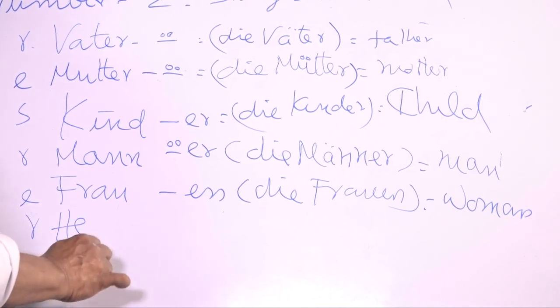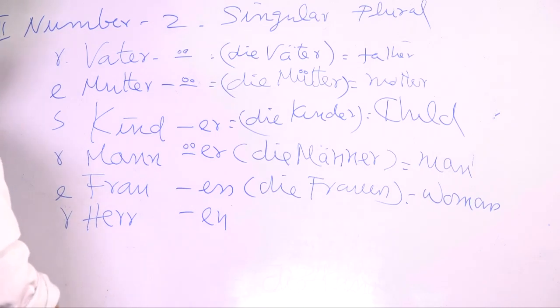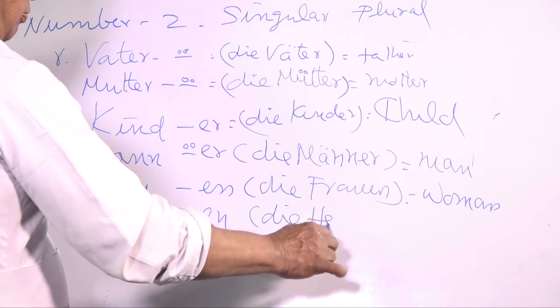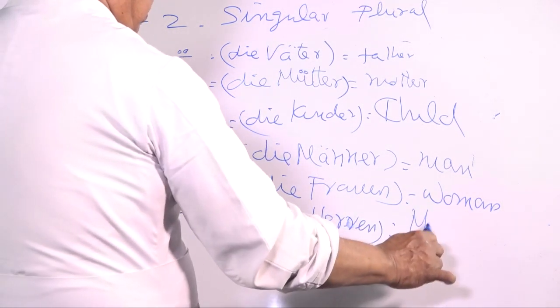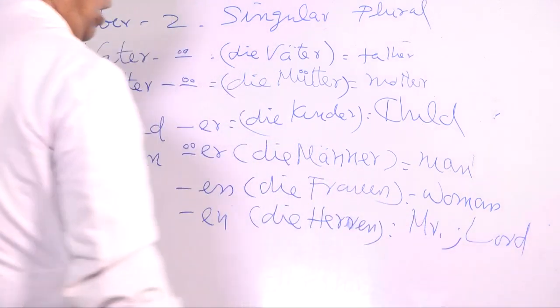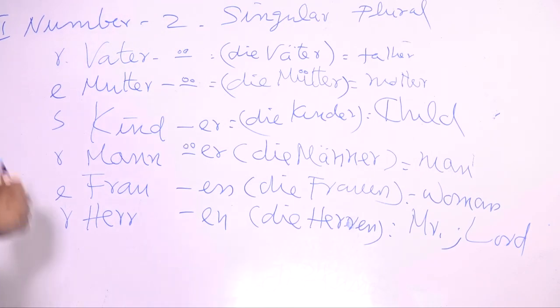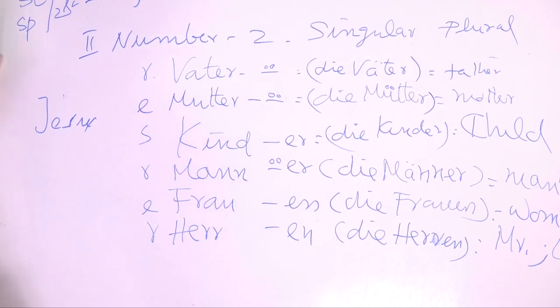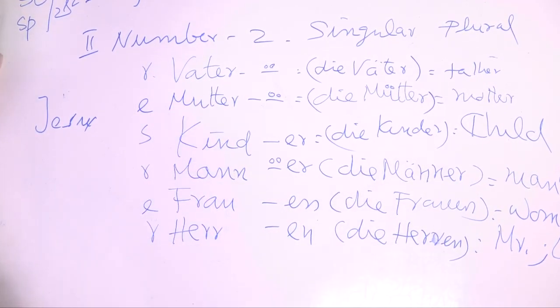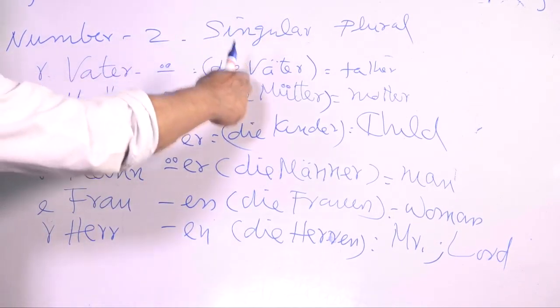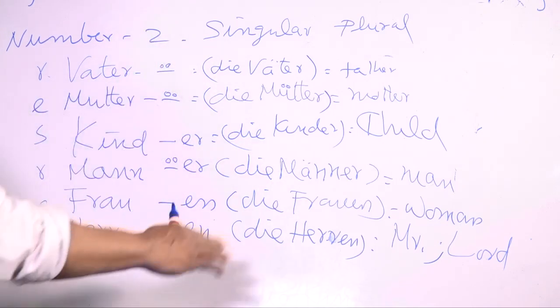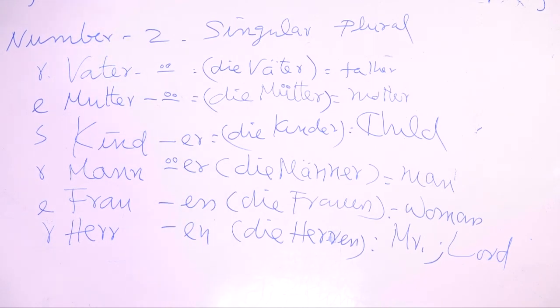Der Herr. Herren. Herr is Mr., but it is also Lord. Herr Jesus Christus. You know, Jesus you pronounce Yesus, because J is always Y in German. Herr Jesus Christus, Lord Jesus Christ. So Herr, Herren. As I said, this is not necessary because you already have the plural here, but for your better understanding I write in brackets the entire plural form.